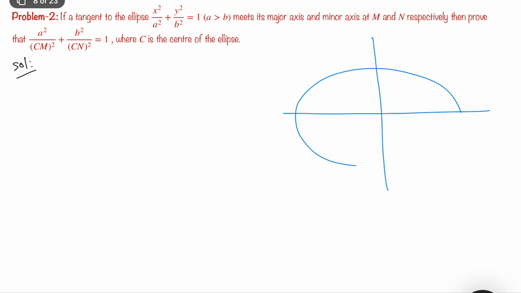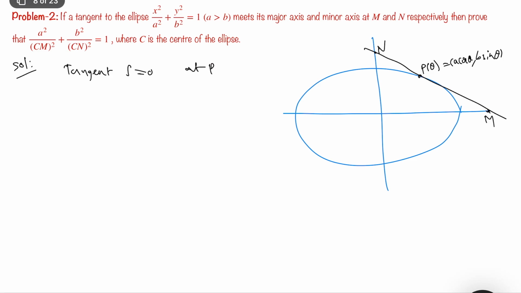Here is our standard ellipse. Okay, let me draw a tangent at a point on this ellipse. Let us say this point in parametric form is P of theta, that is a cos theta comma b sin theta. So this is going to be the tangent, which meets the major axis, that is the x axis, at M, and the minor axis, that is the y axis, at N. We know the tangent to S equal to 0 at P of theta is x cos theta by a plus y sin theta by b equal to 1, right?